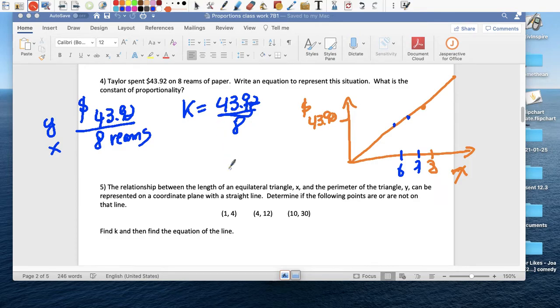That gives me 5.49. So the constant of proportionality is 5.49, which means that when x hits 1 here, this would have been 5.49, because that's the unit rate. Right? So the equation of this line is y equals 5.49x.